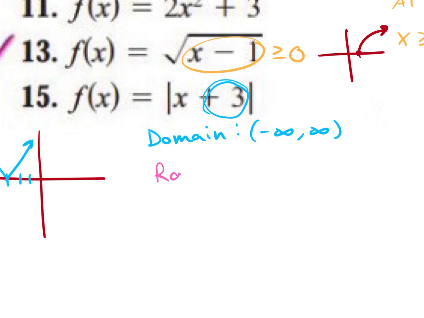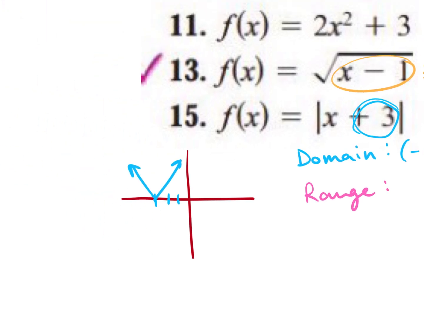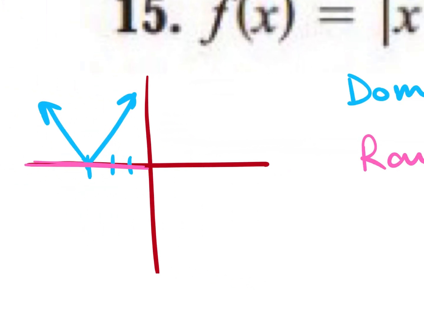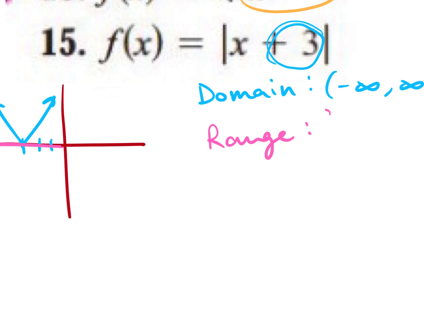For our range, what's the smallest y value we could have? 0. Like we said, absolute values make your answer positive, so you'll never end up with your y being a negative number. Or looking at your graph, our graph starts at 0. The y value starts at 0. So we go from 0 to what? Infinity. It goes up forever to infinity.